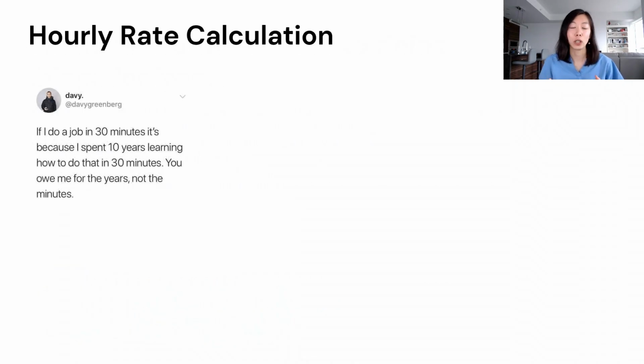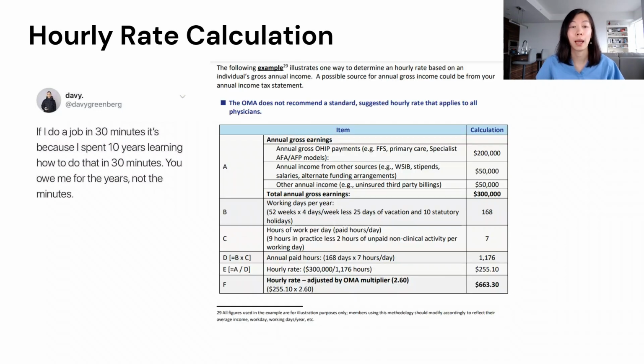Now, hourly rate calculation. Sometimes we might get asked to do things such as from lawyers' offices and things like that. And because it's not covered by OHIP, you have to charge for your time. And how do you know how much you are worth on an hourly basis? Well, the OMA also has a calculator for that on their website. So in this particular example from their uninsured services guide, which I'll link in the description below, they do a bit of a calculation for someone who works, let's say, 52 weeks a year minus 4 weeks of vacation, for example.